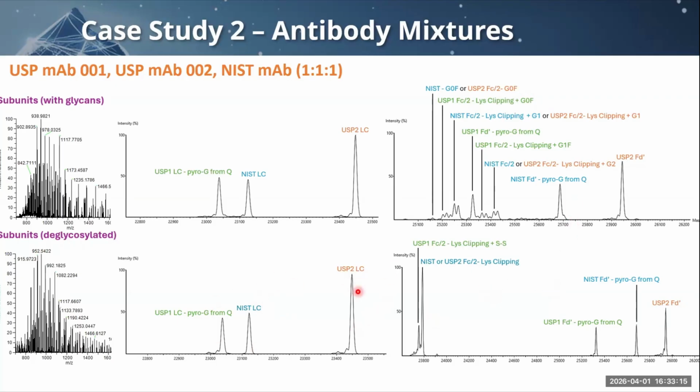If we look at the deglycosylated version here, we've got the 3 light chains for the 3 antibodies, and we have 5 instead of 6 subunits here, once again, because the NIST and the USP2 mAb share the same sequence. This exemplifies our multi-level approach because we're not able to resolve them at this level, but we are able to separate them at the heavy chain, at the reduced level where we see the 3 heavy chains, and at the intact level.